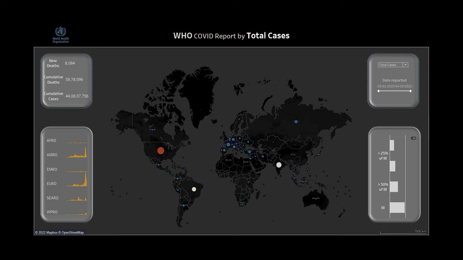Let's move ahead. So let's move over to the different components that we have on the top left hand side. You can see new deaths, cumulative deaths and cumulative cases. This is fixed as of 4th of March 2022. Here you can see WHO COVID waves now with respect to total cases. Now, if you change that to total deaths, it will change with respect to total deaths.